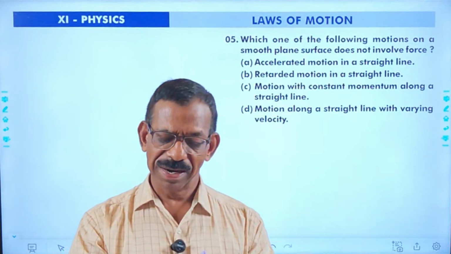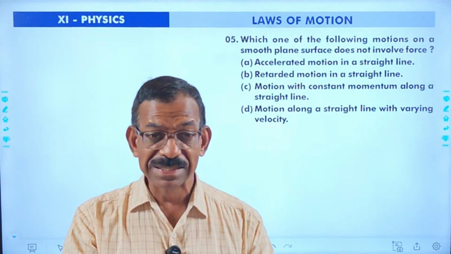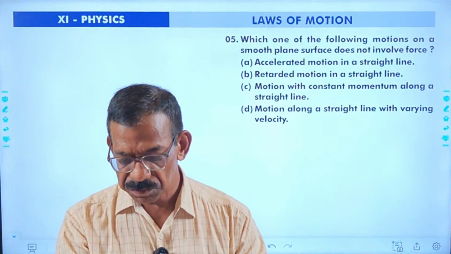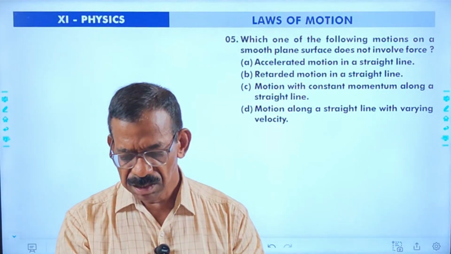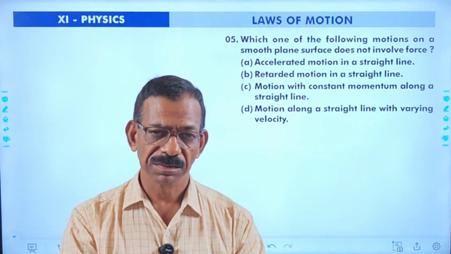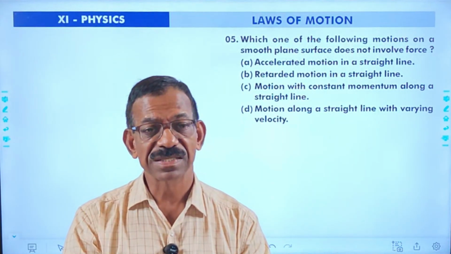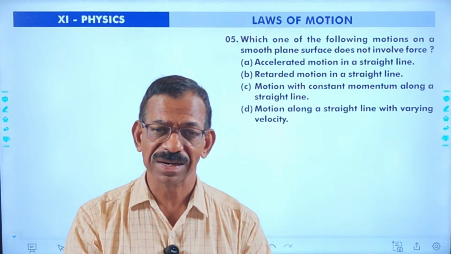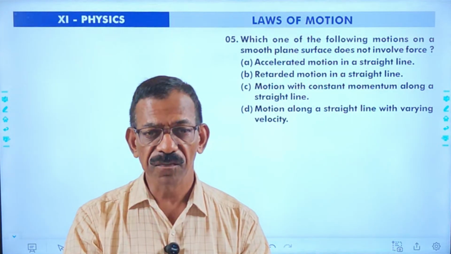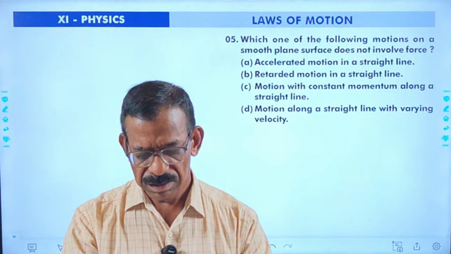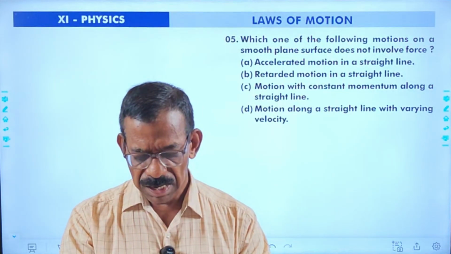Next is question number 5. It's an easy question. Which one of the following motions on a smooth plane surface does not involve force? As you know, force is that which produces some acceleration. For uniform motion, there is no acceleration. We may discuss one by one.